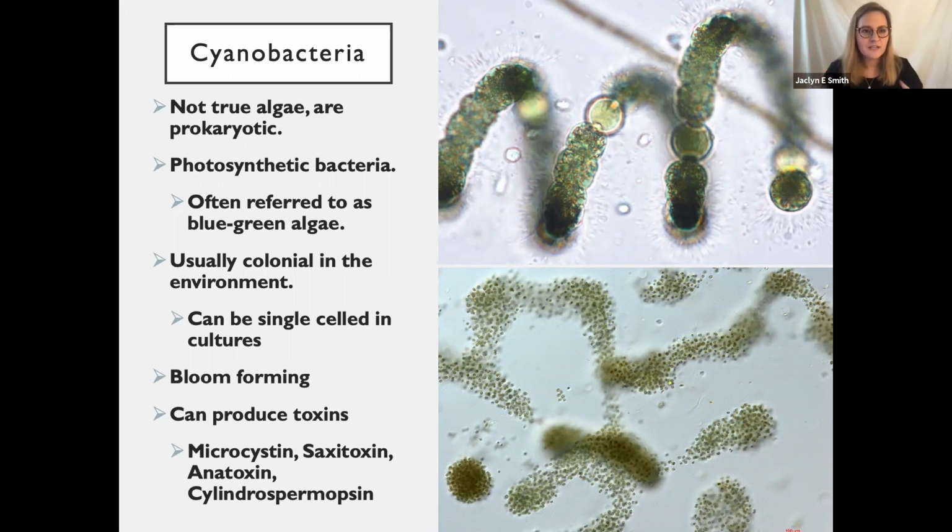And they usually are colonial in the environment. So when you are taking a water sample from a nearby stream or water body, a lot of times they will show up in clumps or colonies. But when you culture these guys, sometimes they tend to be single-celled. And they are bloom forming. As well, they produce quite a few different types of toxins. You have microcystin, saxitoxin, anatoxin, and cylindrospermopsin, which are some of the most common ones.